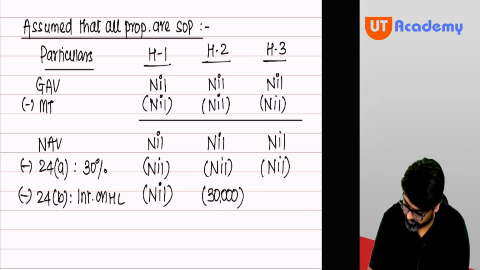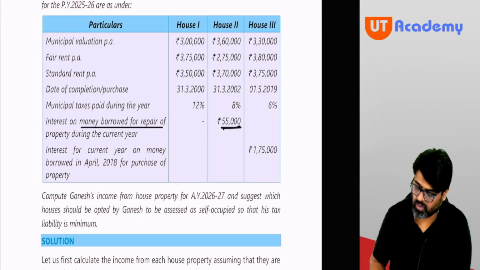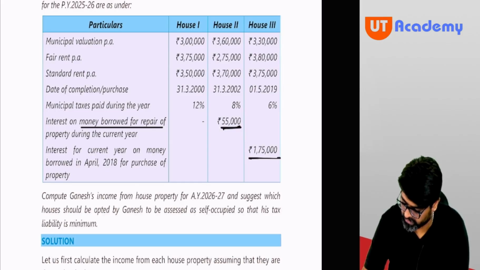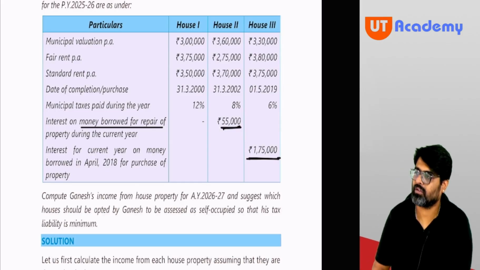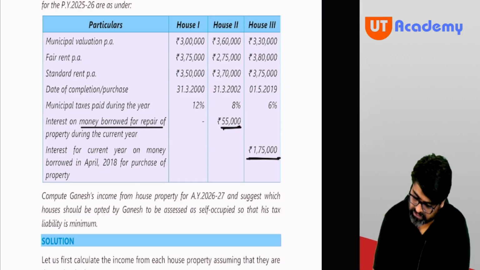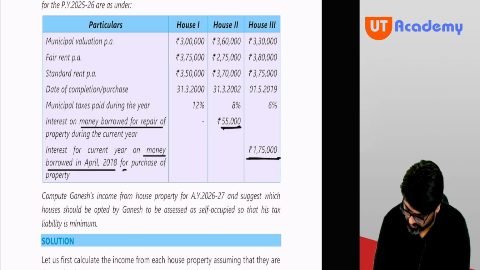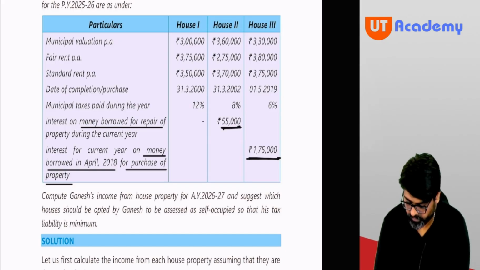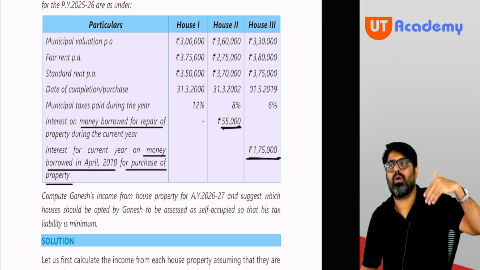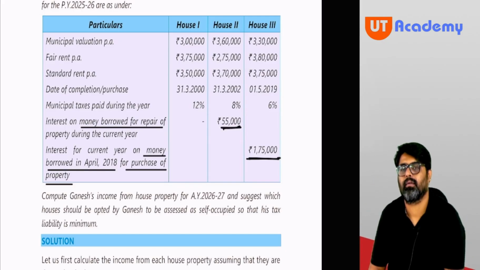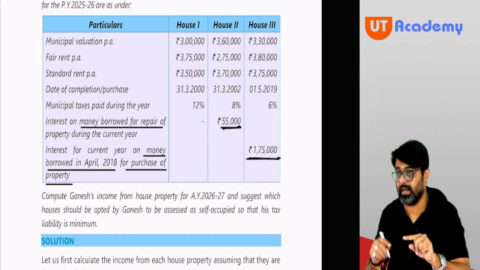Everyone, understanding? Now let's come to the third house property. How much is the total interest? That interest is on money borrowed in April 18, on or after 1.4.99, for the purpose of purchase or construction.